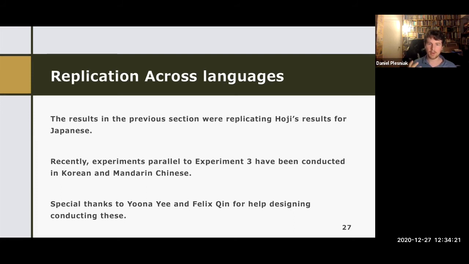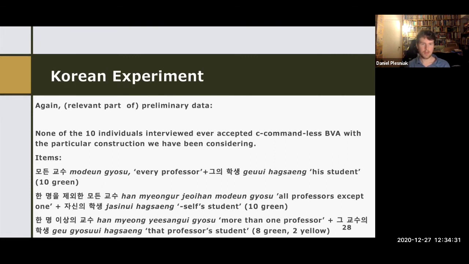As an English speaker going in, it would be very hard, but I had help making the experiments and also running them on people. And what we find is exactly the same results. The Korean experiment, I would show you a graph, but it would be a very boring graph, because for this particular construction, not all constructions, but the Korean speakers never accepted BVA without C-command of the bindee by the binder.